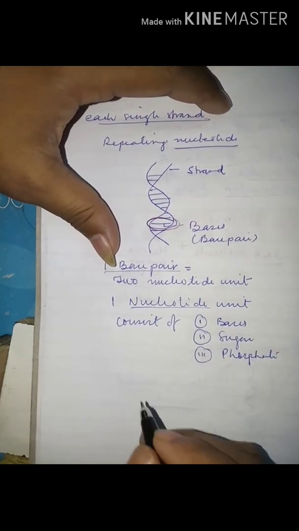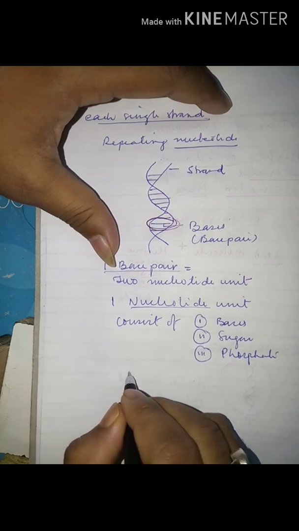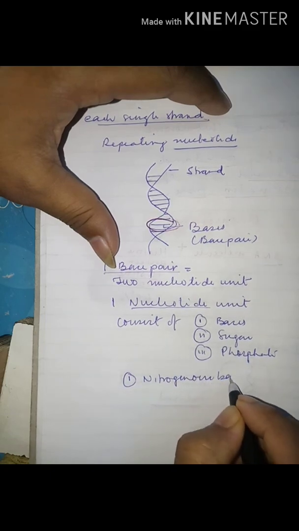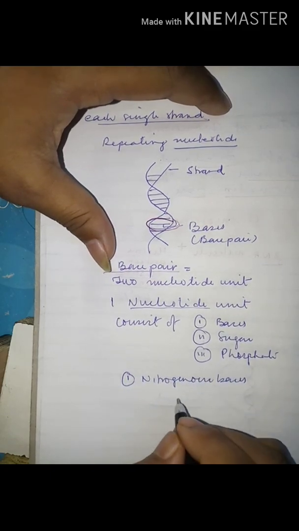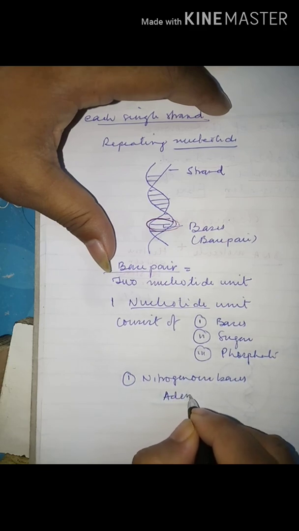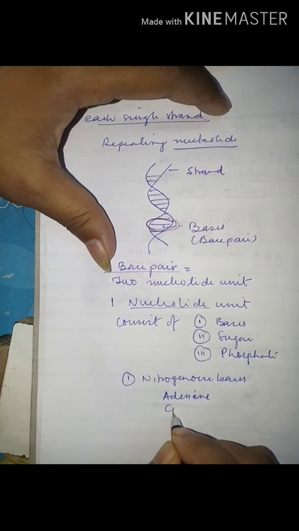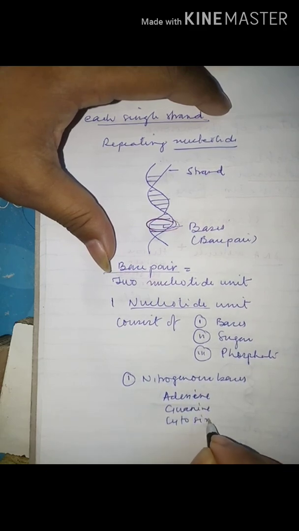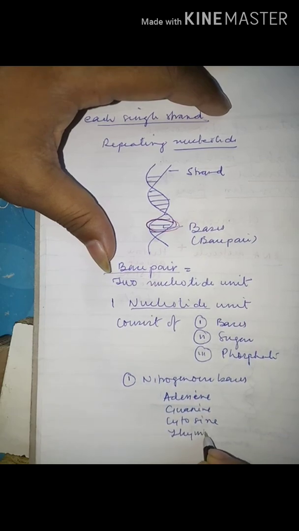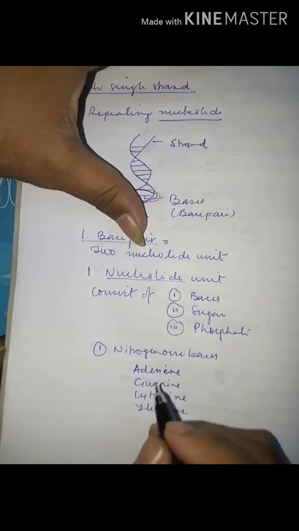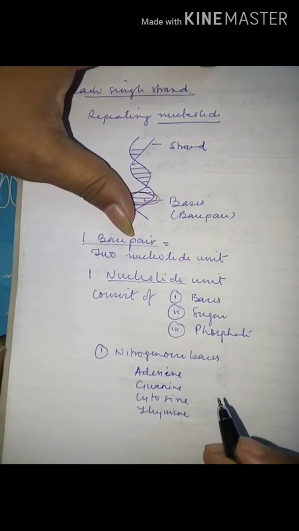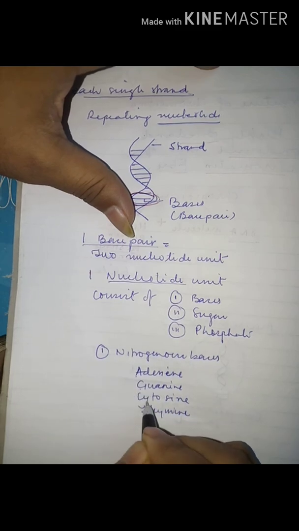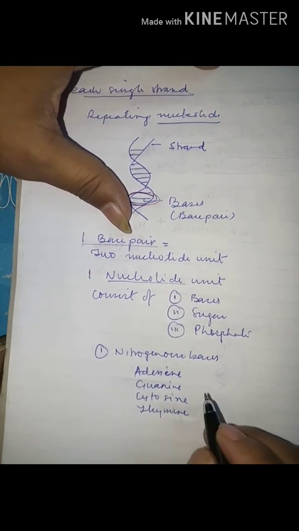Now here the bases are called nitrogenous bases, which are adenine, guanine, cytosine and thymine. So these are four different nitrogenous bases. Once more: adenine, guanine, cytosine and thymine.